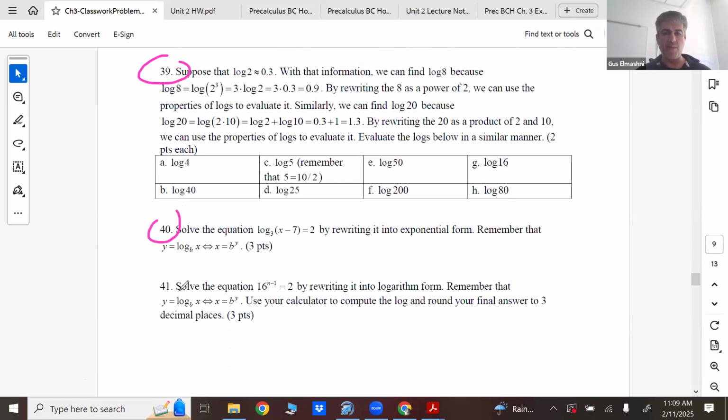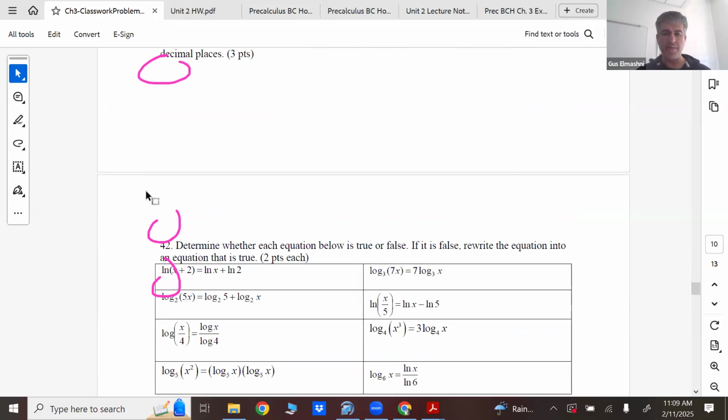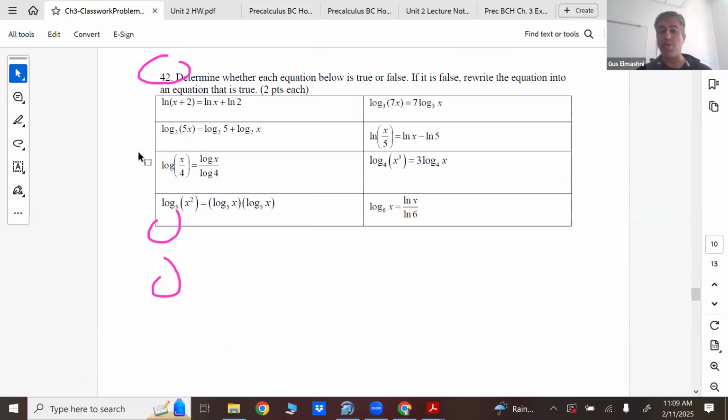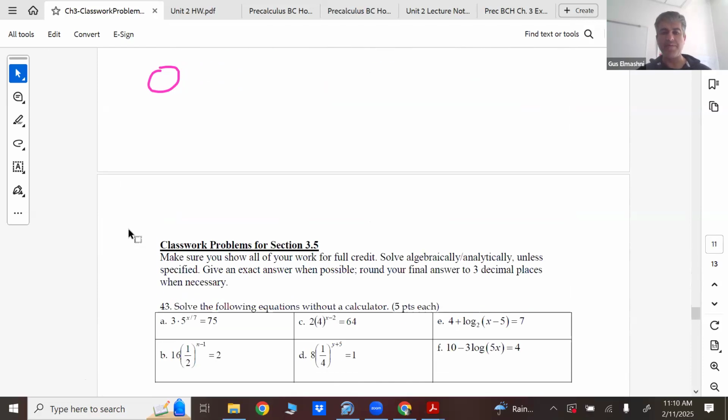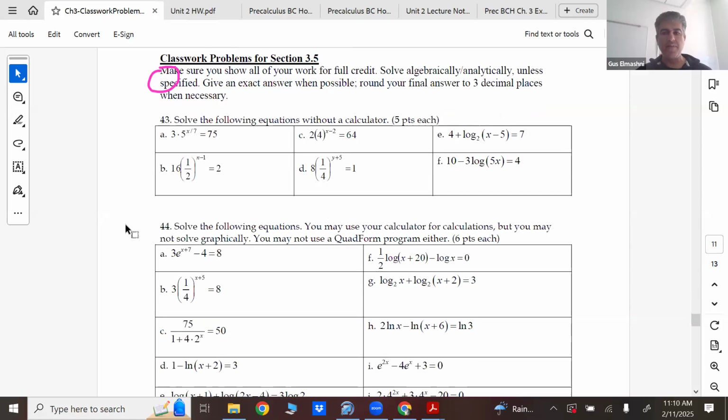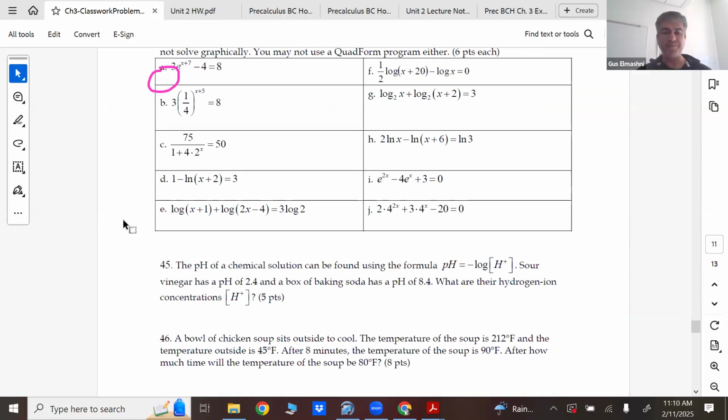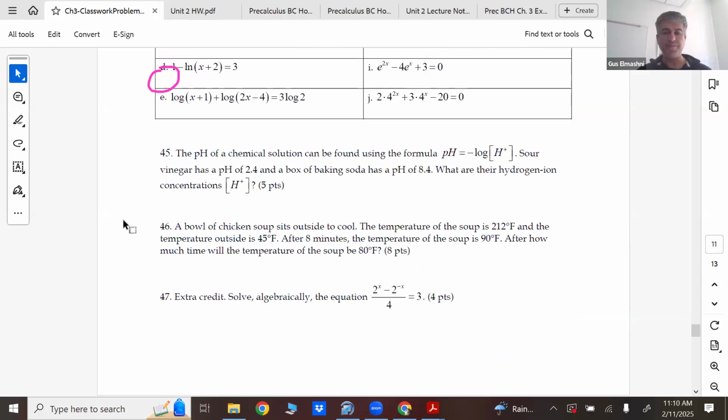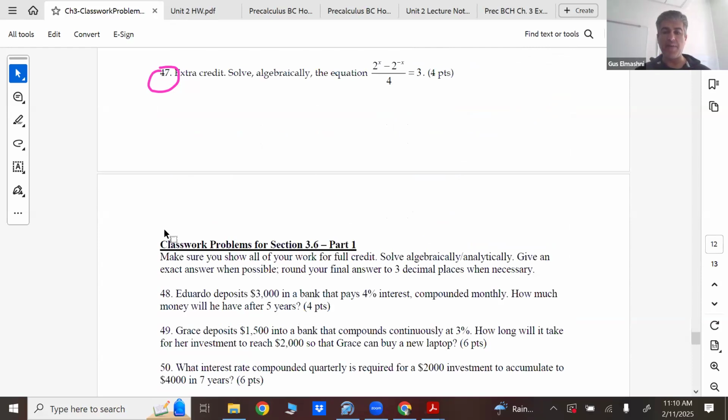Definitely like 40. I like 41. We're not doing true and false, but I would still do this. Yes, I would do all these here. Yeah, I do everything here. 46, we just did a problem like that. 47's a good one to do.